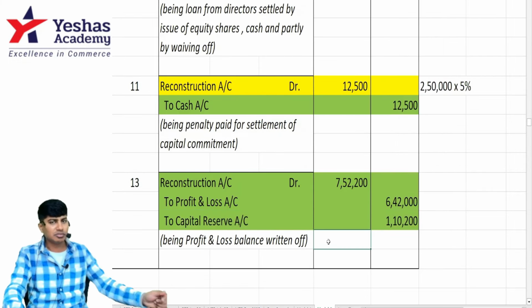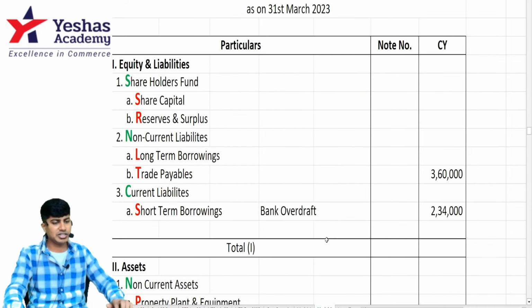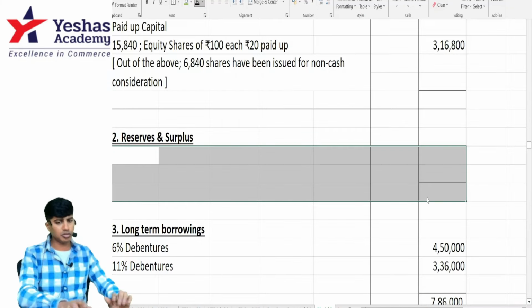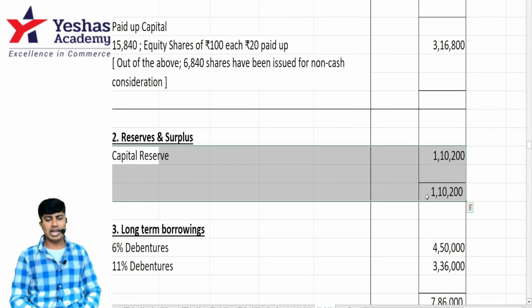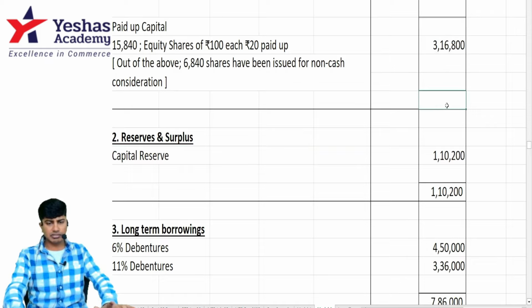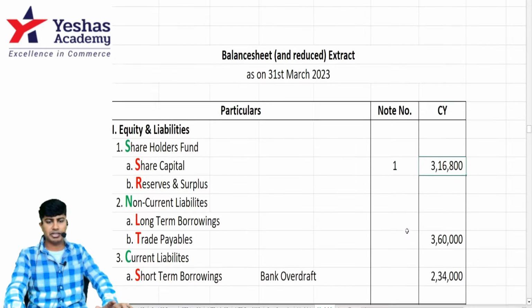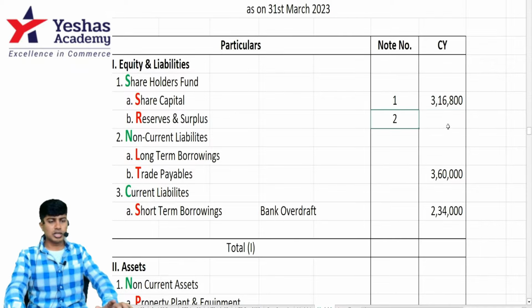Sorry. 1,10,200. Shall I write it in reserves and surplus? Only reserve. 1,10,200. Capital 3,16,800. Capital reserve, but it's a reserves and surplus 1,10,200. Shall I write in balance sheet? Note number 1, share capital 3,16,800. Note number 2, reserves and surplus 1,10,200.